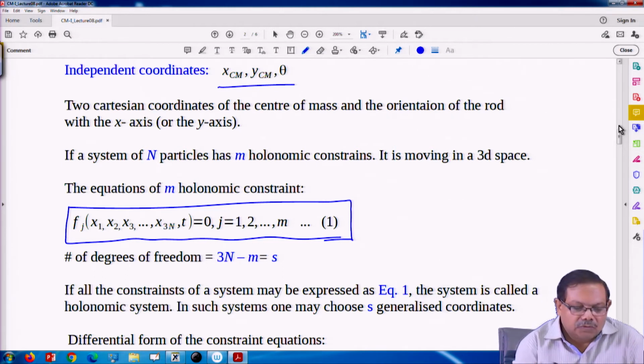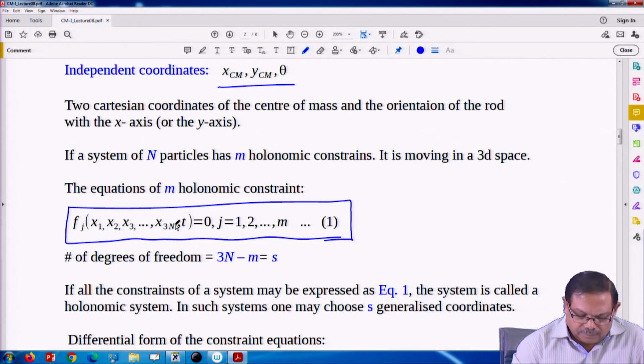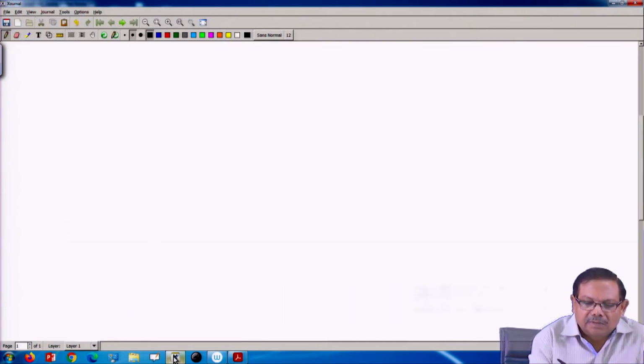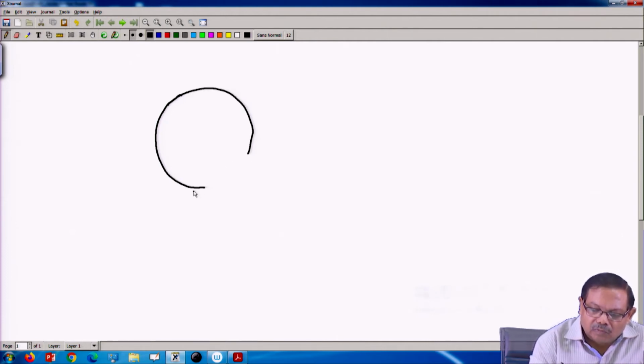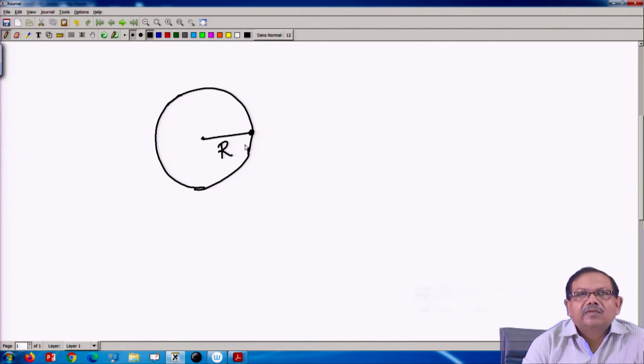So, a relationship between all the coordinates is given, like the length of the pendulum is fixed, or you can consider circular motion of a particle. A particle is moving on a circle. So, r is fixed, it is moving all the time.